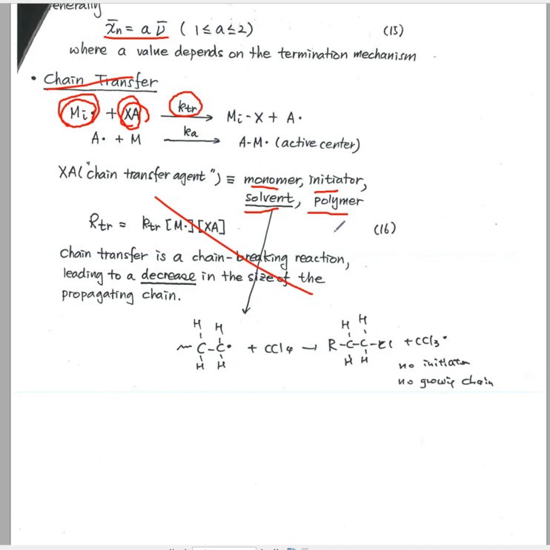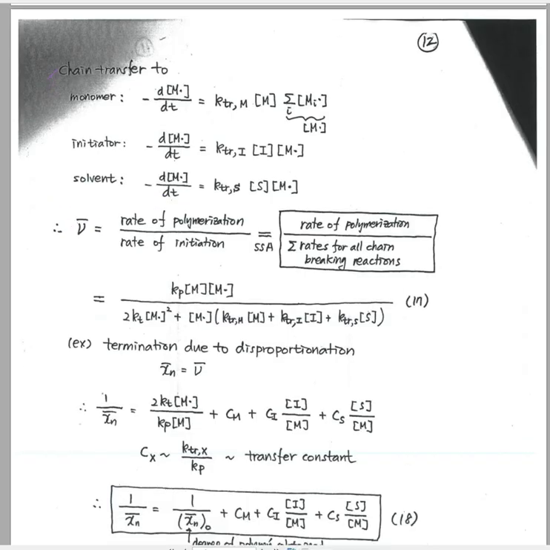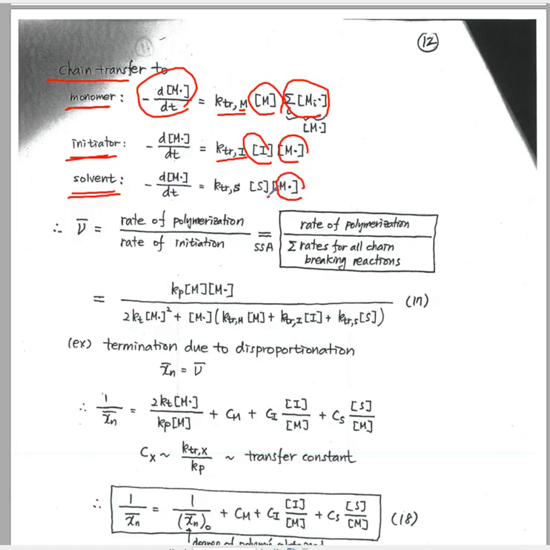So if you consider this, let's say that we want to consider chain transfer to monomer, initiator, and solvent separately. Then for each of these chain transfer reactions, we can write the rate law this way. The chain transfer to monomer, k_trM, should be equal to the reaction between radical and monomer. To initiator should be equal to radical and initiator. To solvent should be equal to radical and solvent. Quite similar.